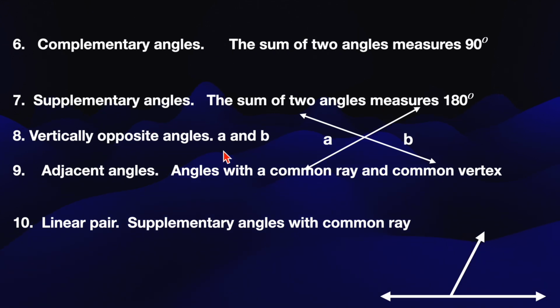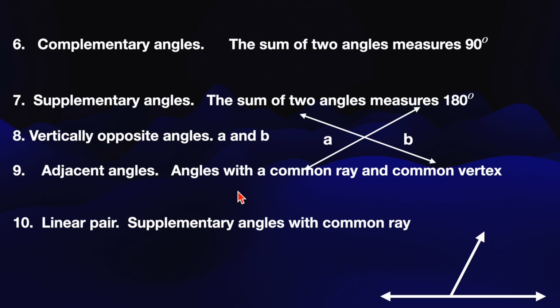Vertically opposite angles. So here let us take two lines. They intersect each other here like this, and it forms angles when they intersect. These two angles are opposite to each other and they are called vertically opposite angles.